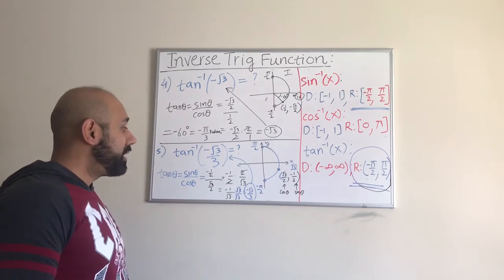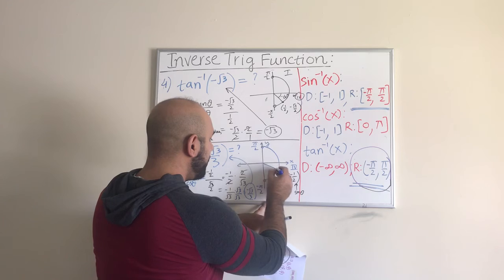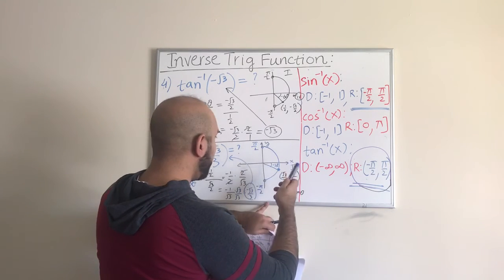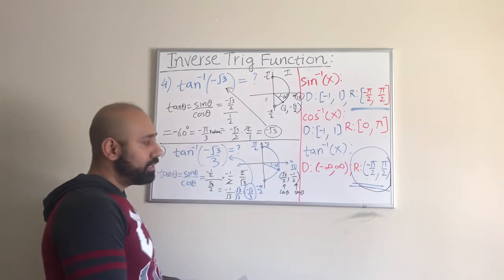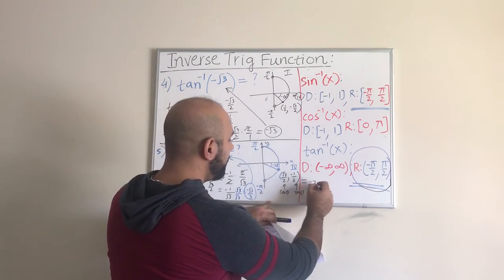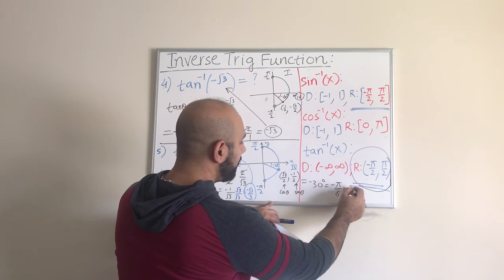So our guess was correct that it is going to be this angle right here, which is negative 30 degrees. Again, it's below the x-axis. So our final answer for this number 5 is going to be negative 30 degrees, or you can think of that as negative pi over 6 radians.